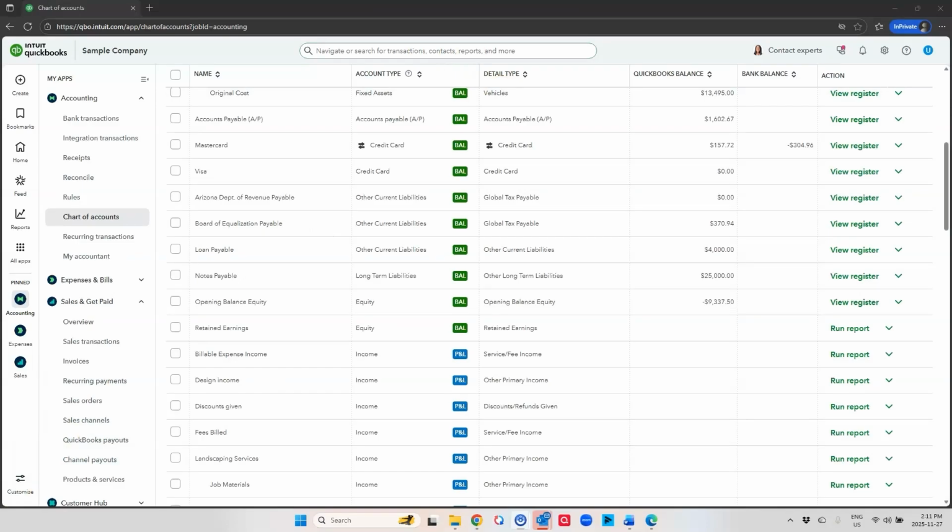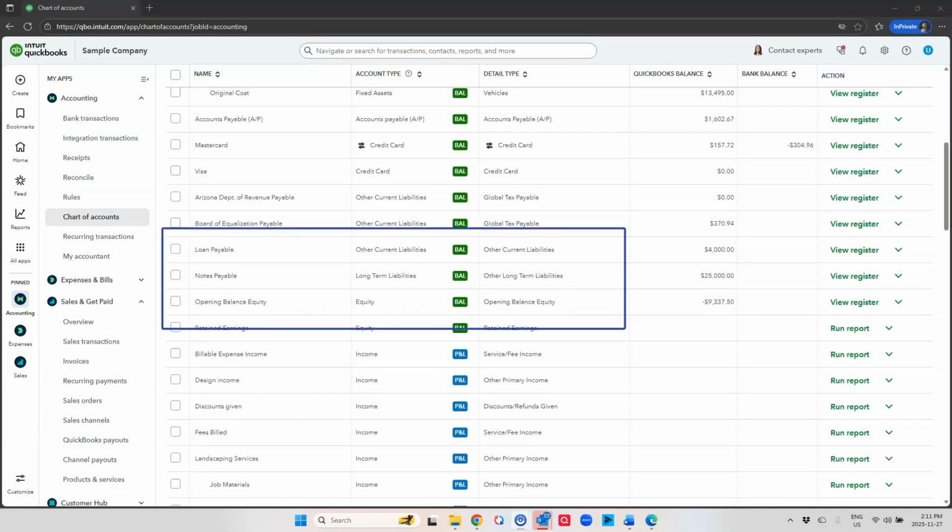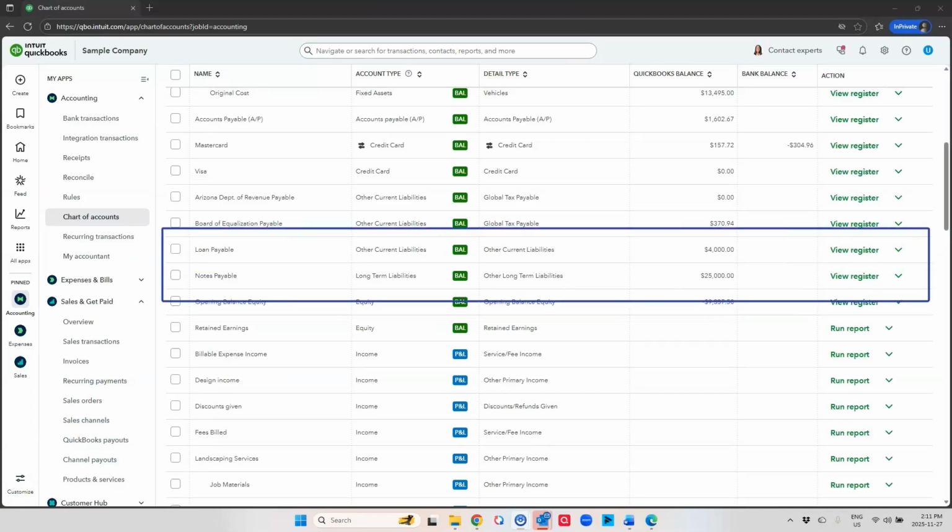You can see in our chart of accounts here that we have a loan payable and we have notes payable. Now, if you've been making payments against your loan and taking them directly from the bank feed and just categorizing them into loan payable, you've likely got a mixture of interest and principal payments in there. If that's the case, two things will have happened. Your loan balance will look too low and you won't be capturing the interest expense.